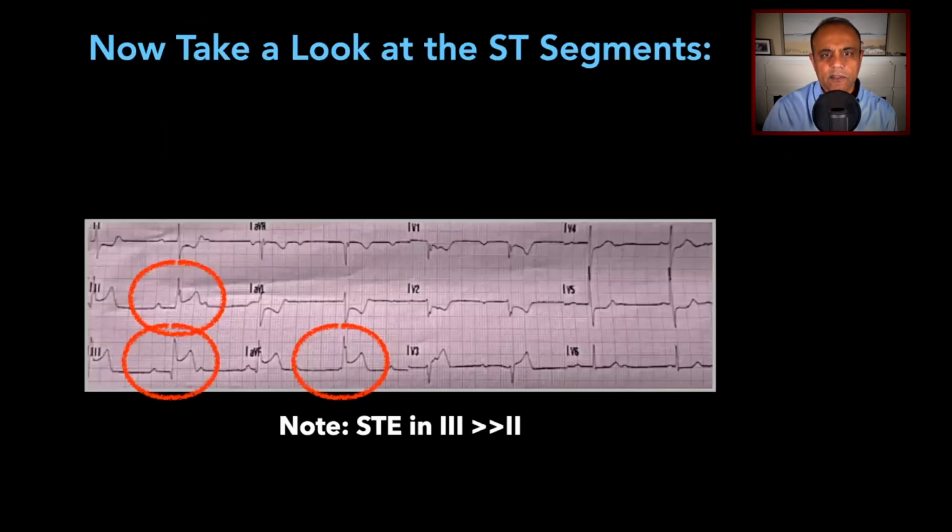Now, let's go ahead and take a look at the ST segments. And if you look at the limb leads, the inferior leads, 2, 3, and aVF, there are definitely elevations in these 3 leads. And what's most notable here is the ST elevation in lead 3 is significantly greater than in lead 2, right?